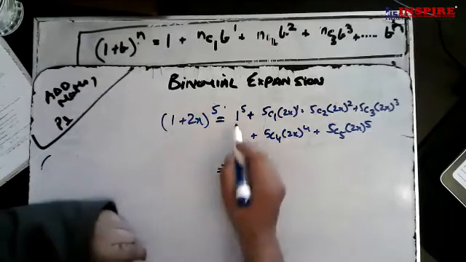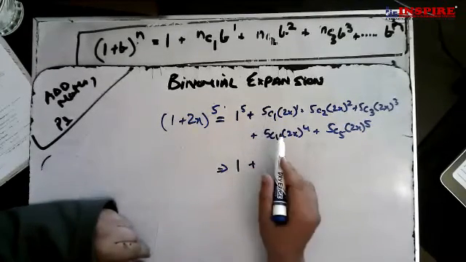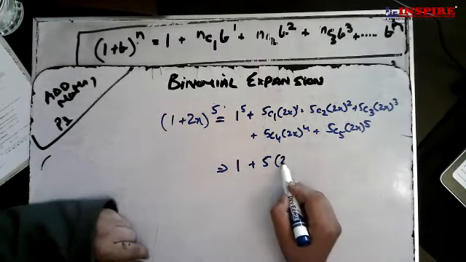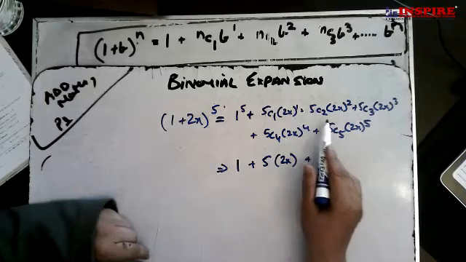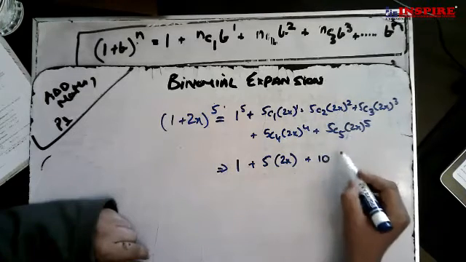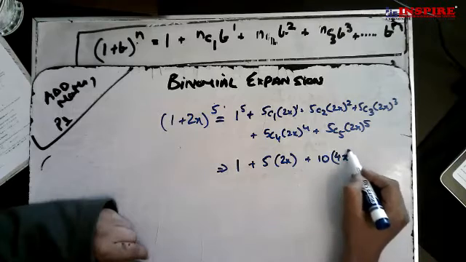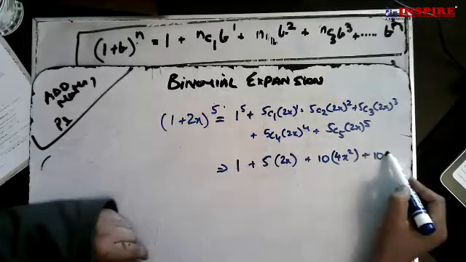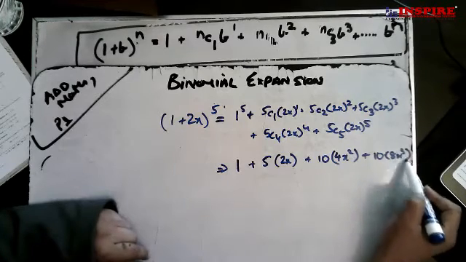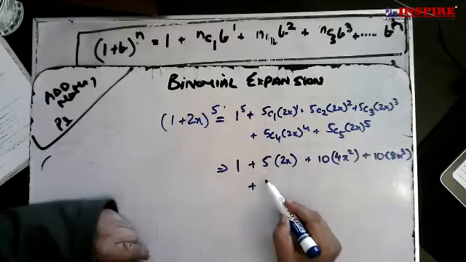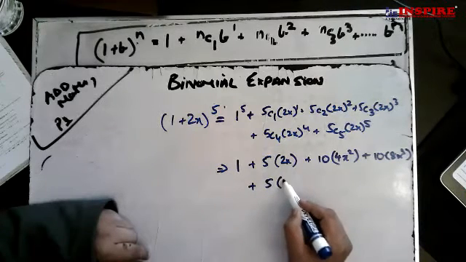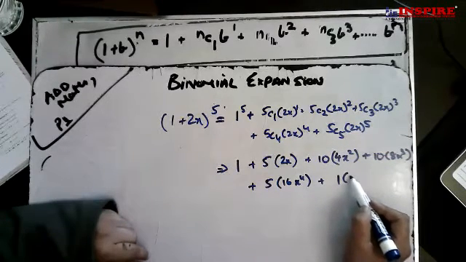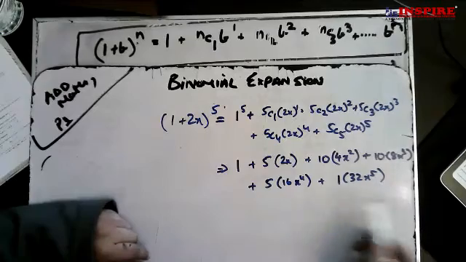Okay, that's 1 to the power of 5 is 1. 5C1 means, pick up the calculator everyone. 5C1 is 5. 2x to the power of 1 is 2x. 5C2 is 10, 2 squared is 4x squared, plus 5C3 is also 10. 2 to the power of 3 is 8x cubed, plus 5C4 is 5. 2 to the power of 4 is 16, x to the power of 4, plus 5C5 is 1, 2 to the power of 5 is 32, x to the power of 5.